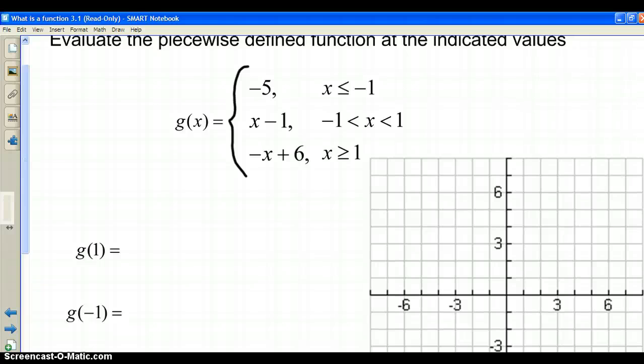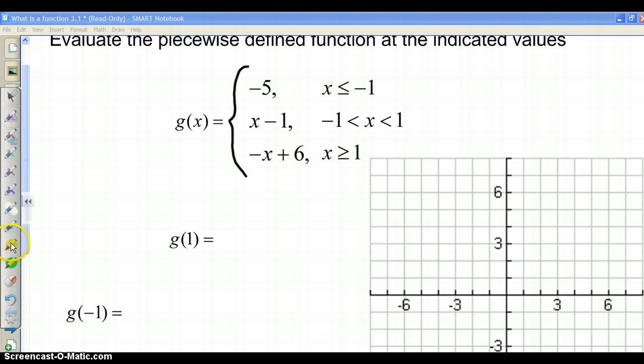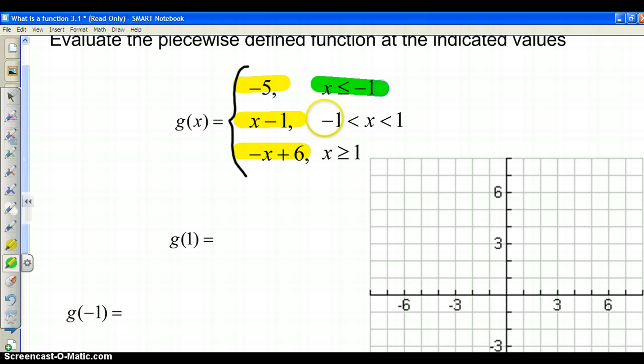Okay, we're going to look at piecewise functions just a little different way. So let's go ahead and plug this g of 1 value, plug 1 into this function. You have to figure out which of the three functions that you're going to plug into. Remember, we've got three functions here. These are our three functions. And we've got three domains that go with those three functions.